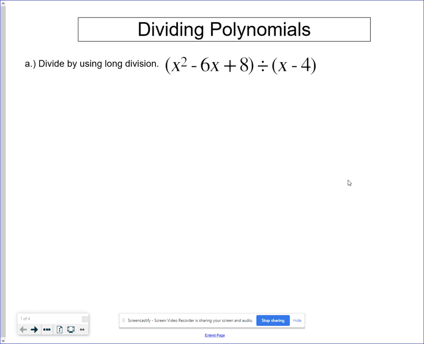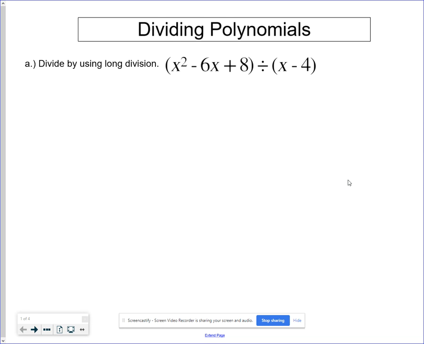Hello again, everybody. Yesterday we looked at monomials divided by monomials and polynomials divided by monomials. So today we're going to try to divide some polynomials by other polynomials by using long division. If we look at this first example here, it says divide by using long division. And so we have x squared minus 6x plus 8 divided by x minus 4.